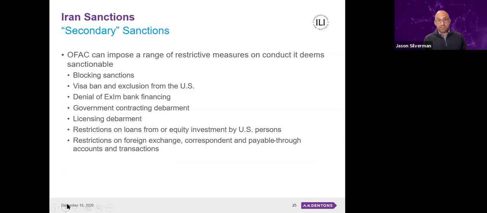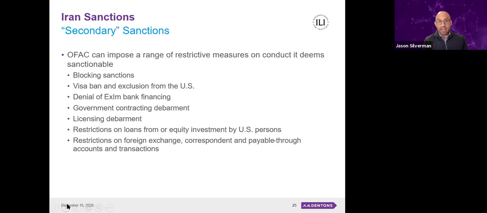So some of the secondary sanctions that can be imposed, these are the restrictive measures. Sometimes they're referred to as menu-based sanctions, depending on the type of secondary sanctions being imposed. But the idea is that there is a range of sanctions that can be imposed on a person where the Secretary of Treasury, often in consultation with the Secretary of State, deems them to be engaged in sanctionable activity. The most severe of these is blocking sanctions, where the person is actually added to the list of specially designated nationals and their property subject to U.S. jurisdiction becomes blocked.